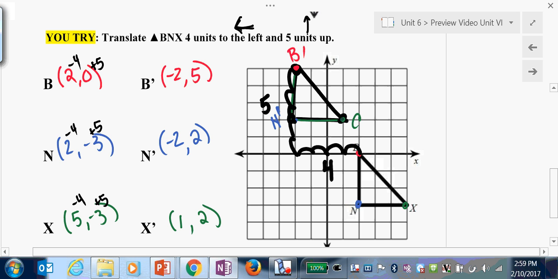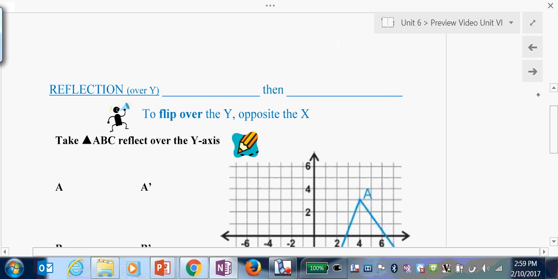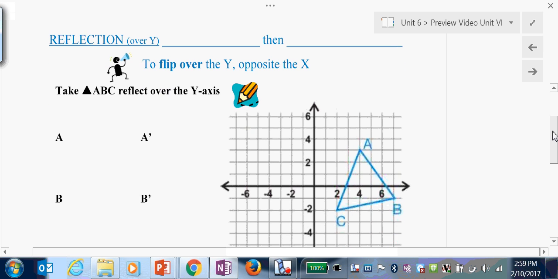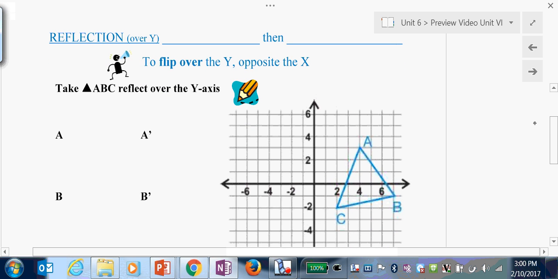That is translation. To slide. Add to the left, add to the right. Then we have our 2 reflections. Okay, just say this a couple times with me.